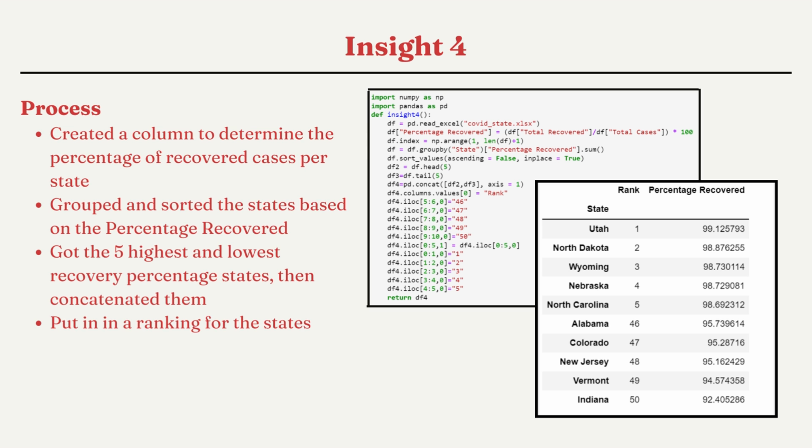In this insight, we looked for which states had the best recovery percentages in terms of recovering from their COVID case. In order to do this, we had to create a column that calculated the percentage of recovered cases per state, as you can see in the code. After this, we had to use group by and sort values to have each state with its respective percentage in order. Then we used .head and .tail to get the first and last 5 values, as well as we put a ranking in for these states, so we could see similarities in the top and bottom states.